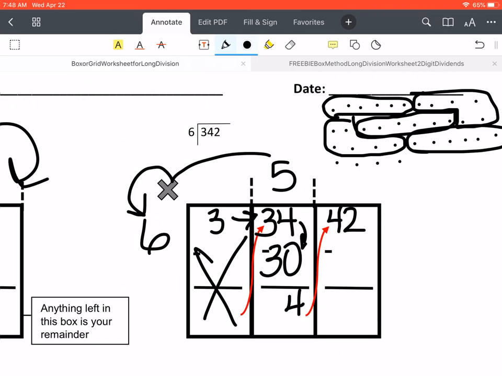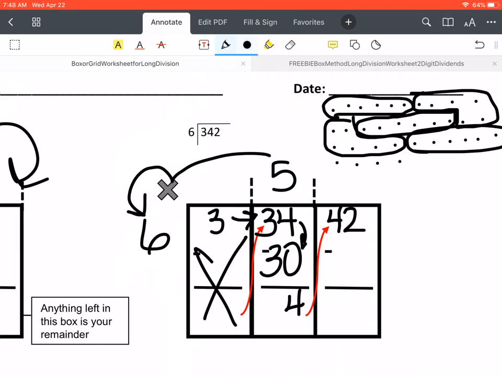Now you ask yourself the same thing. How many times will 6 go into 42? If you would like to draw your dots again, that's fine. Draw 42 dots, put them in groups of 6, and find out. I'm going to go ahead and move just a little bit quicker.